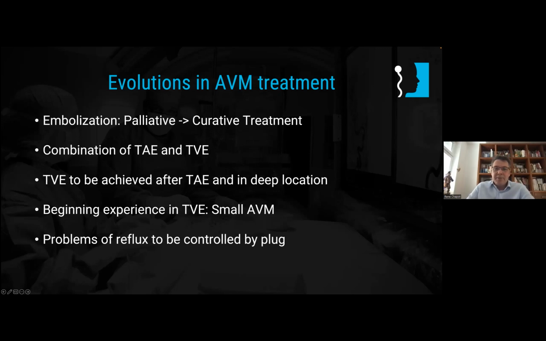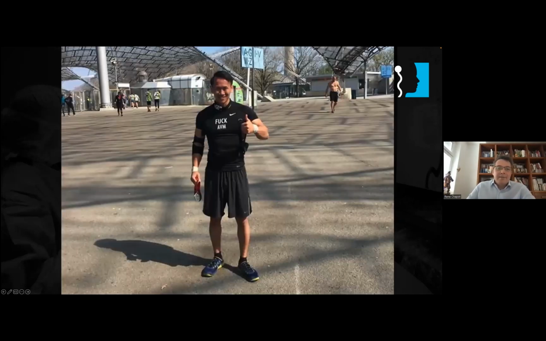Let me show you this picture of this patient that we treated by transvenous embolization of his AVM. And definitely he was quite happy that the AVM was gone.